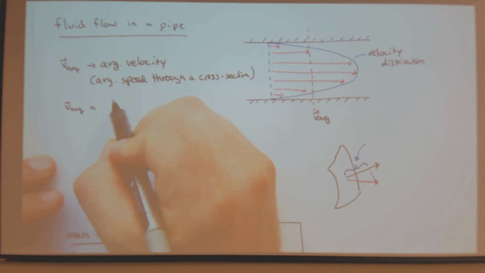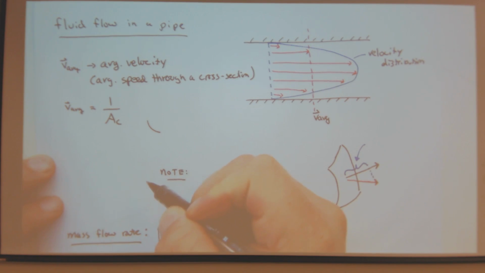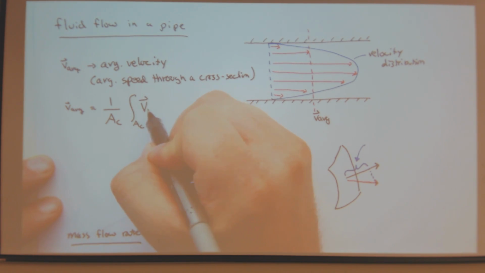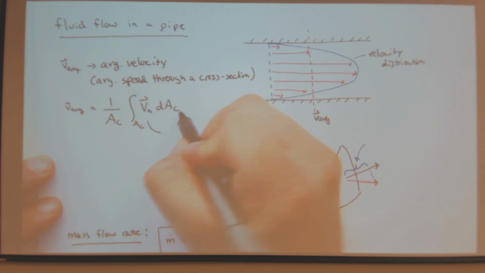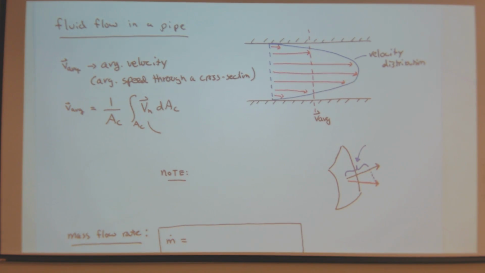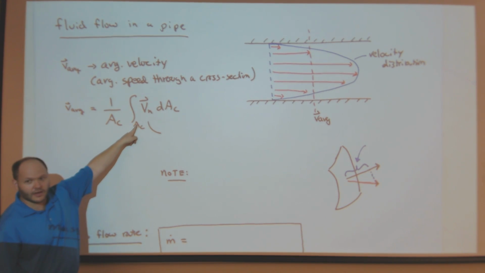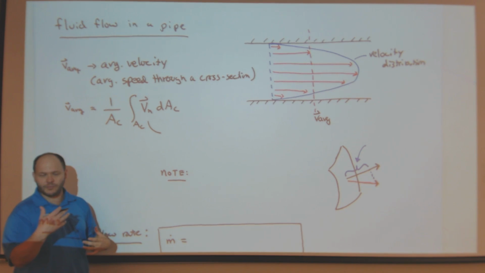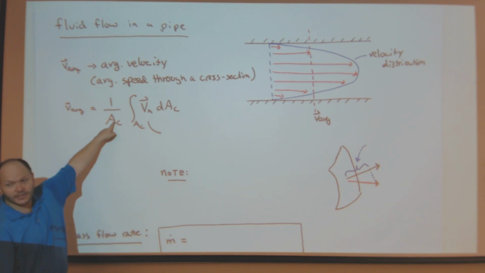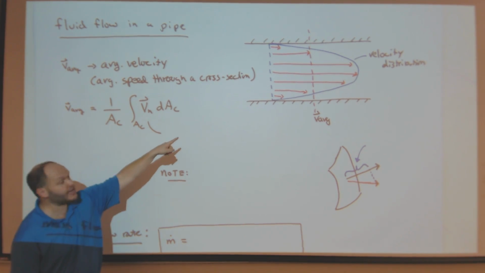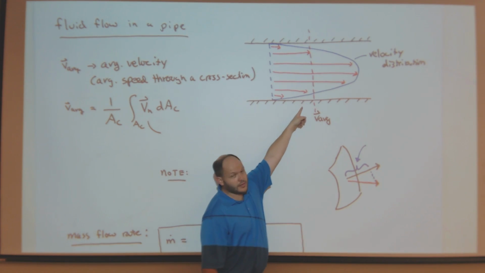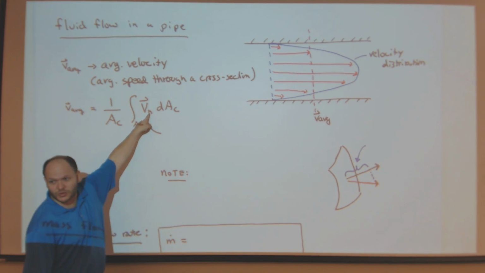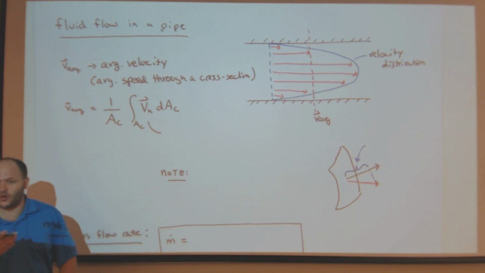So this is in words: 1 over A_C, where that's the cross-sectional area, times the integral of V_n. So now, if you remember from calculus, you have to do first moments, or the mean value, or the center of mass. So the average velocity in this case is over the cross-sectional area. What's that subscript? V sub n, the n represents normal to the cross-section.